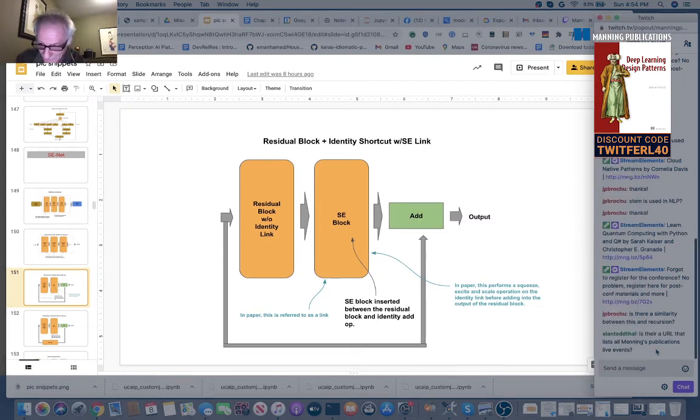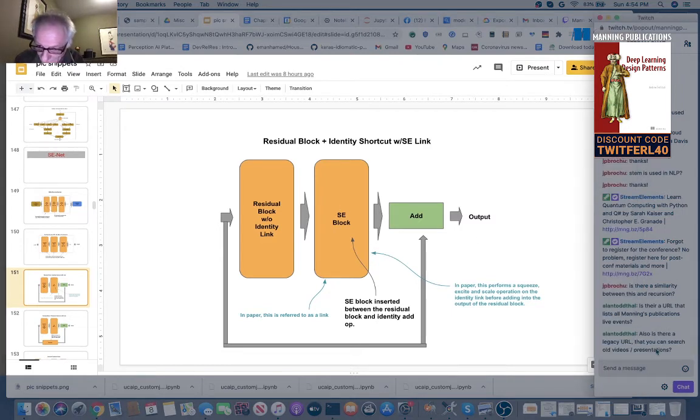And I see there's a question. Okay, so is there a URL that lists all of Manning's publications and live events? I think it's just their Twitch channel. I'm new to Twitch, but this is what they gave me. Let me double check. I think it's just called Manning. I'll just put it here in chat.